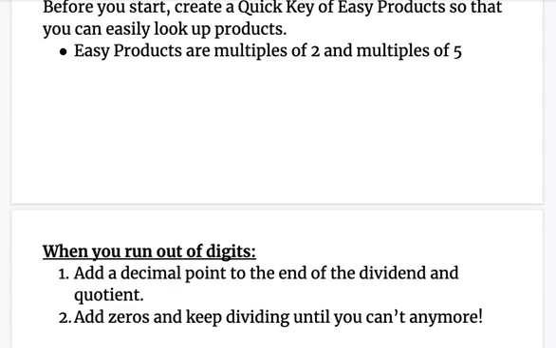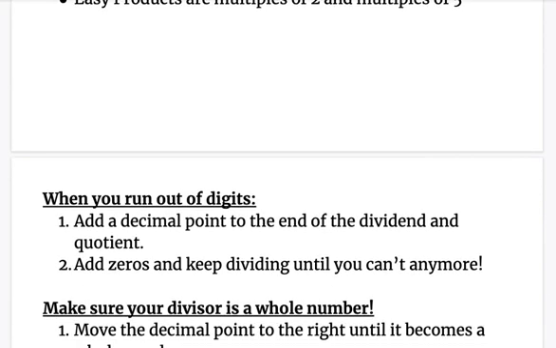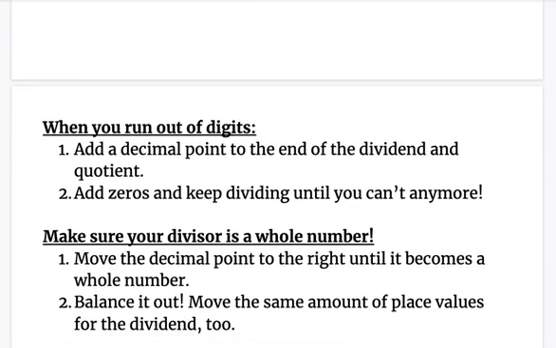All right, and we're going to go over what we mean by adding a decimal point and adding those zeros in a bit. We also have to make sure that our divisor, that's the number on the outside, is a whole number. It's going to make our multiplying so much easier. So in order to do that, we have to move the decimal point to the right until it becomes a whole number. But then we have to balance it out. If we move it over 2 spots, we have to do the same thing for the dividend, the number on the inside. So we're going to move the same amount of place values for the dividend as well. So make sure that you have these steps written down in your notebook before moving on.